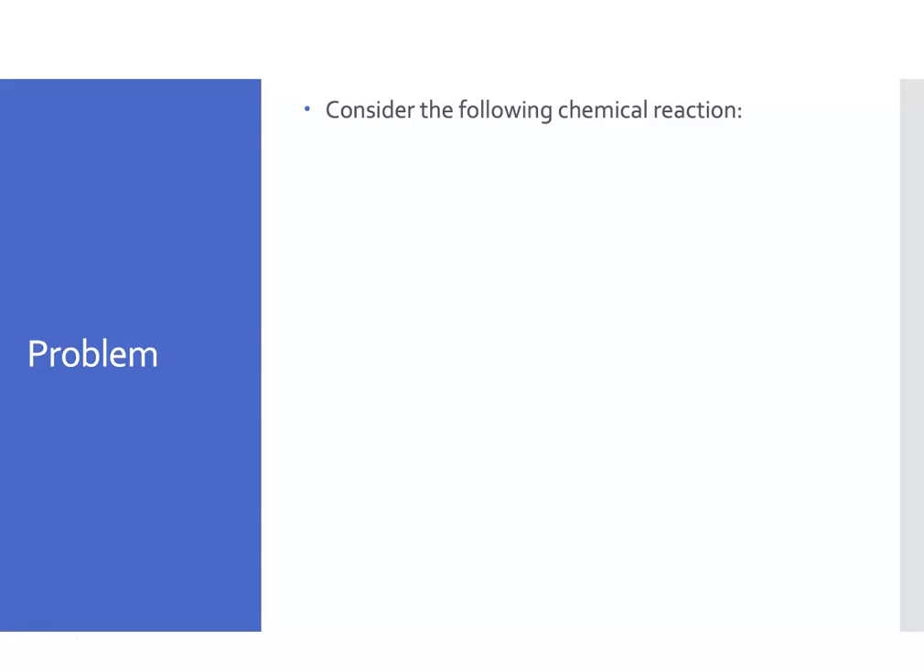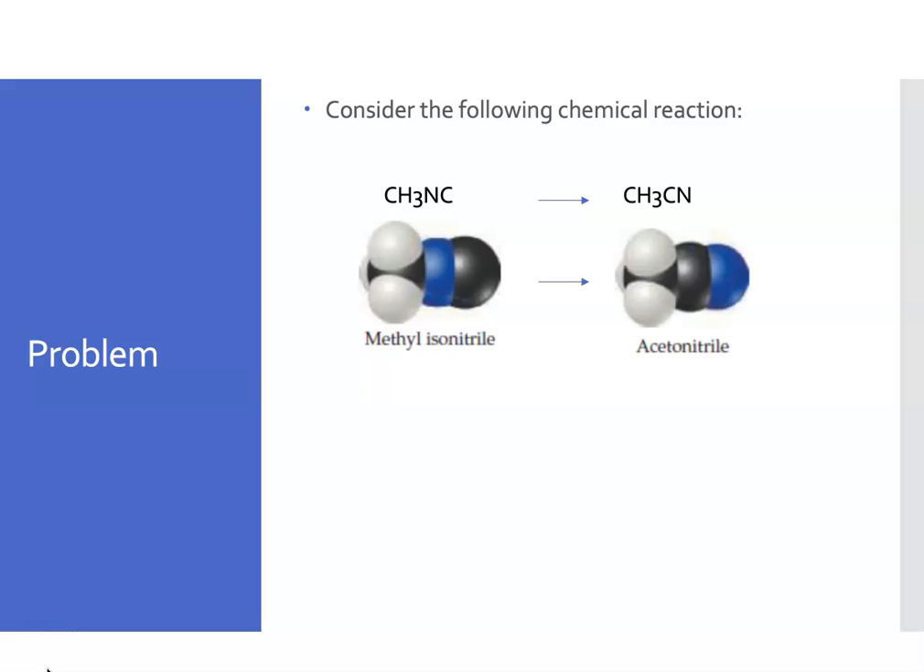Consider the following chemical reaction. Let me show it to you. Methyl isonitrile has the formula CH3NC, and we have a picture model of it here. It undergoes a reaction to make CH3CN, which is known as acetonitrile. So it's a very subtle change, CH3NC to CH3CN.